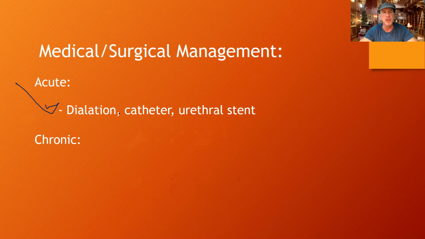What we'll be doing is putting in a catheter, either an in and out catheter or an indwelling catheter to help them urinate. And there's urethral stents. So the same way you could put a stent up in the ureters, you can also put a stent in the urethra. That'd probably be if there's a lot of scar tissue.